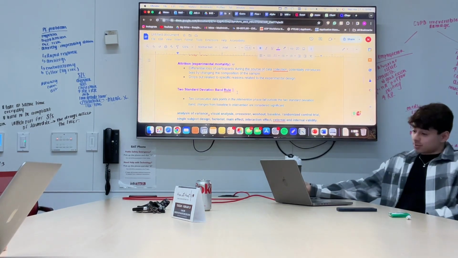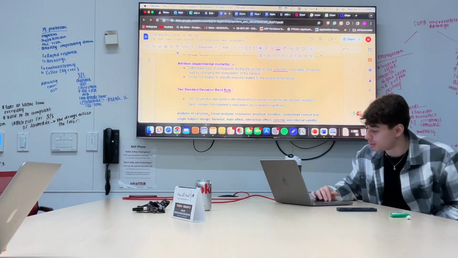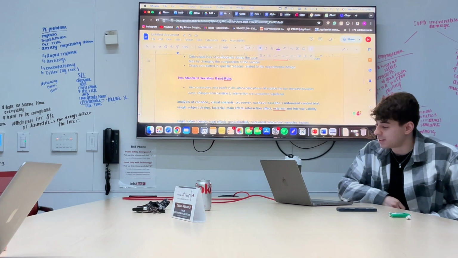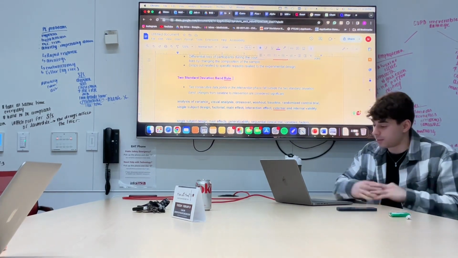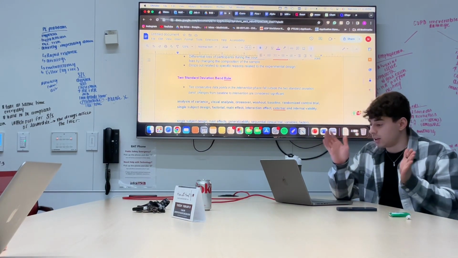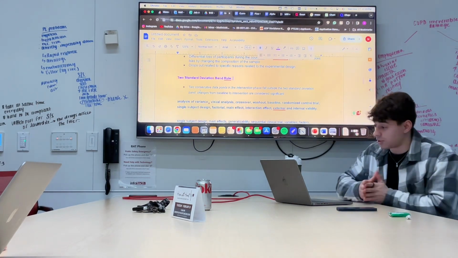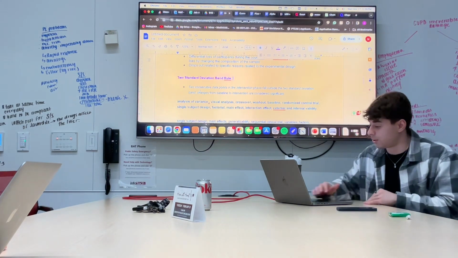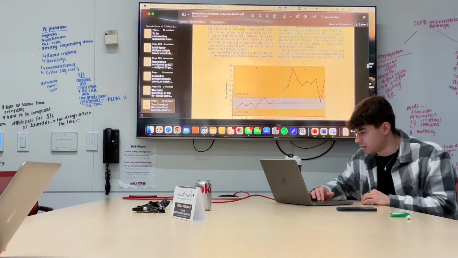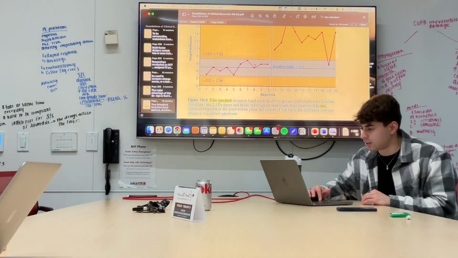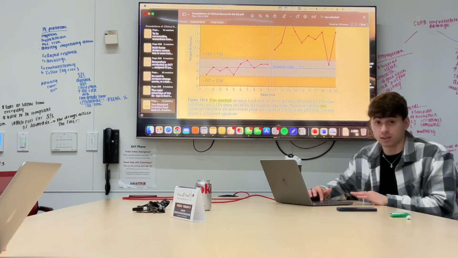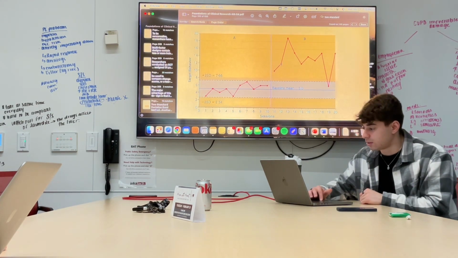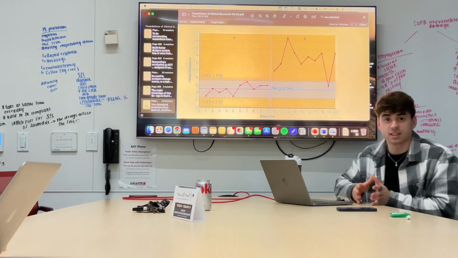Next word on the list, which is a twofer. Both groups have it. So it is the 2 standard deviation band rule. This is basically when 2 consecutive data points from an intervention phase fall outside 2 standard deviations. So I'll pull up the picture from the textbook. This band is 2 standard deviations away from the mean. So if 2 consecutive data points like this fall outside of the band, it's statistically significant.